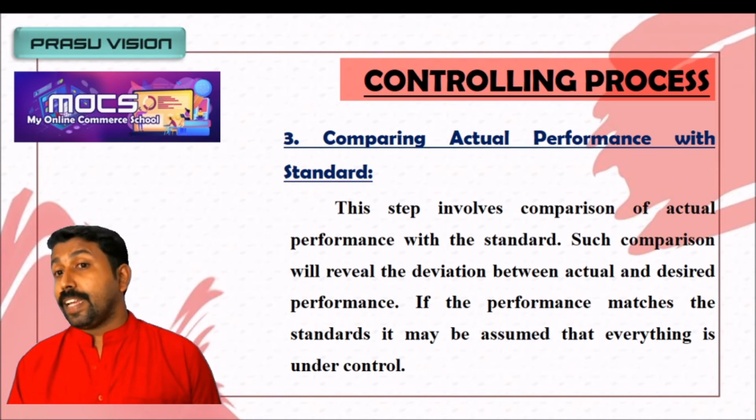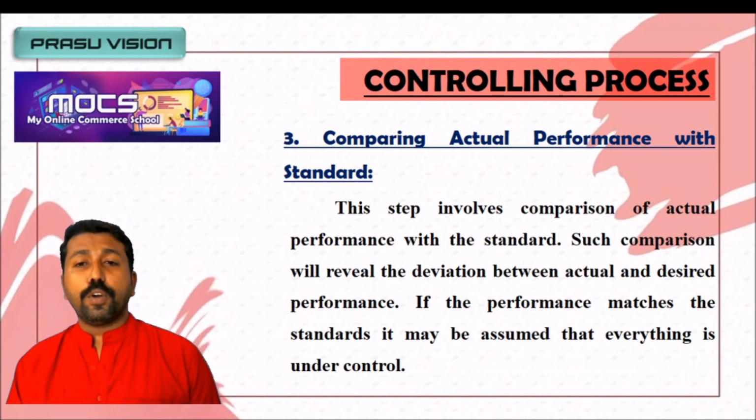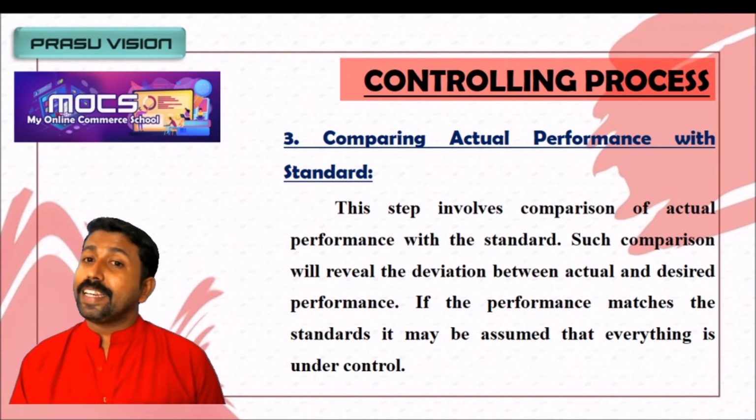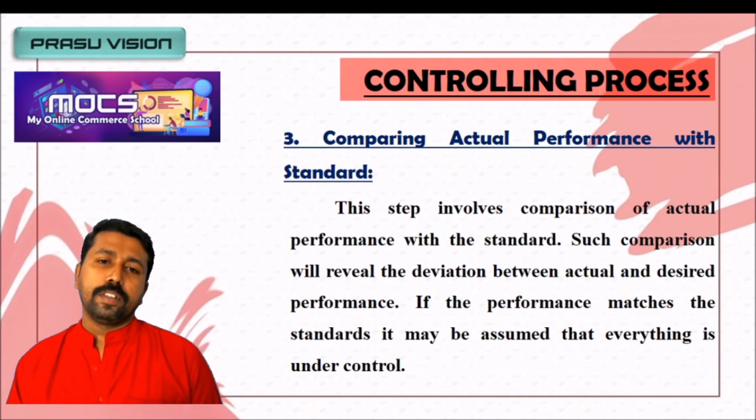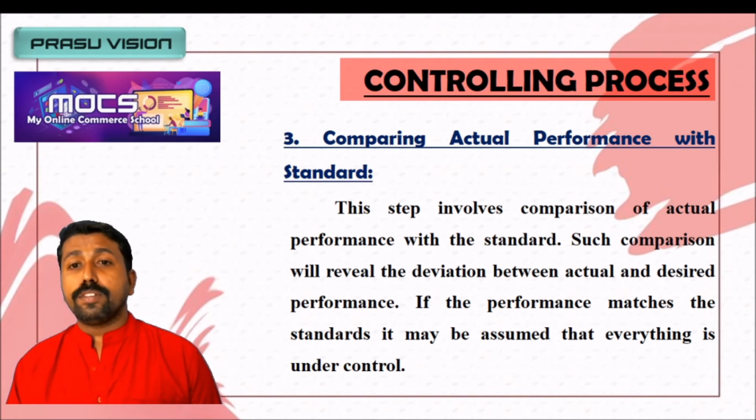Sometimes we will take the standard as our organization's previous year's profit, or sometimes we will take the standard as the performance of another company during the year. So this step involves comparison of actual performance with the standards. Such comparison will reveal what is the deviation between actual and the standard performance, actual and the desired performance of the organization as per the plans.